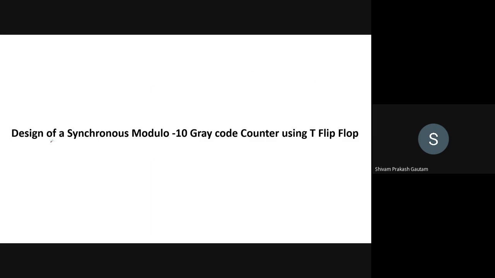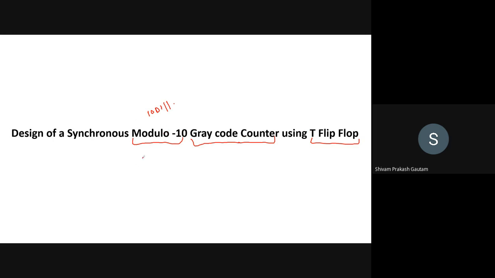Now we can design our next problem statement. Design a synchronous mod 10, modulo 10, gray code counter using T flip-flop. Mod 10 means we are having 10 different states. So you can see all of those things are given.